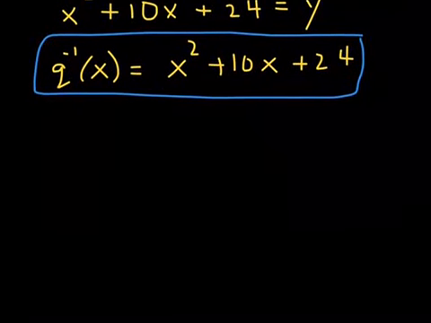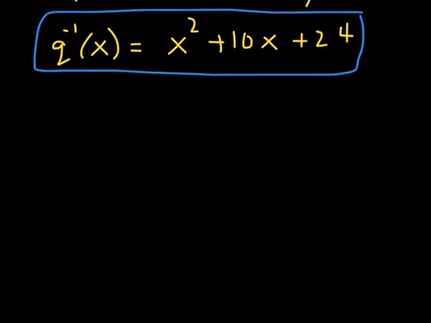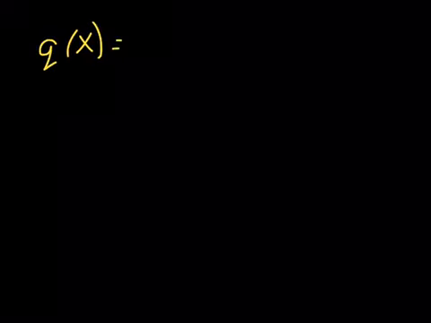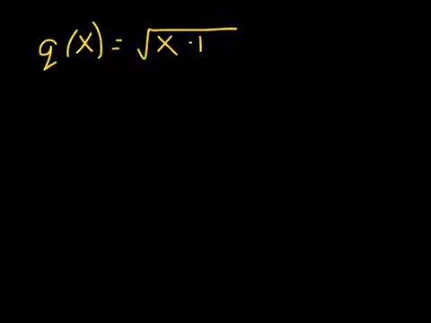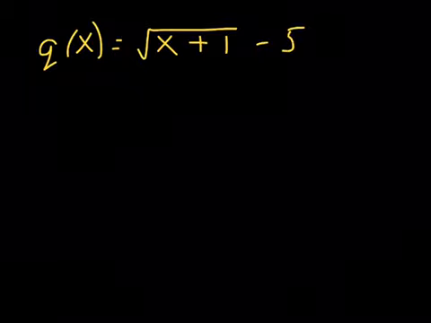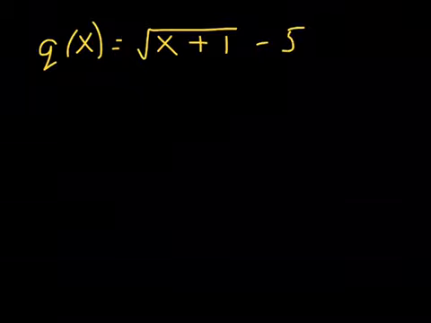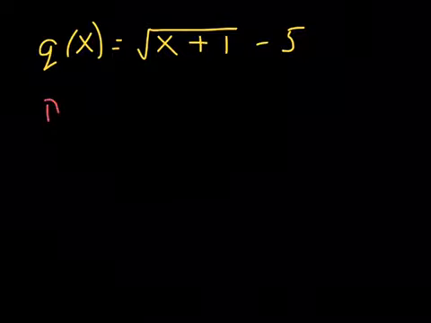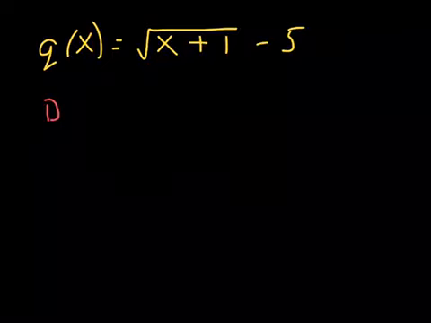So allow me to recap just for a second to wrap up this lesson, okay? q of x is equal to the square root of x plus 1 minus 5. That's q of x. All right, so that was our starting point. Can you help me figure out what the domain would be of this function? The domain. Let me actually write that out.